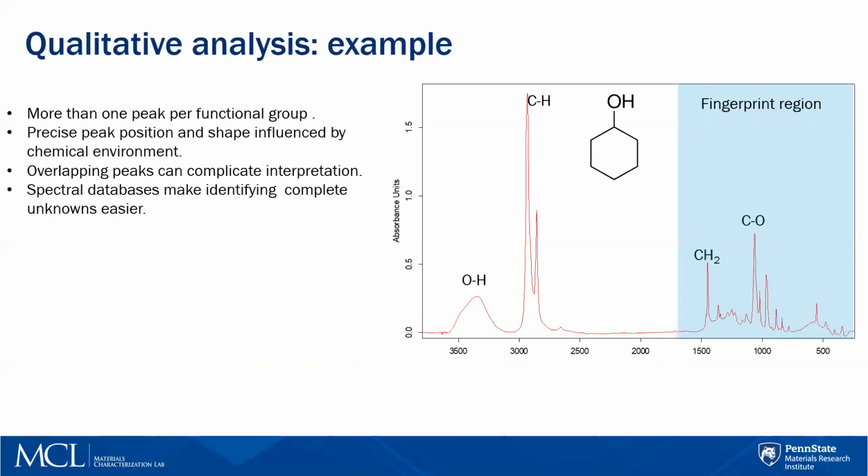Qualitative analysis is done on the basis of peak position, peak shape, and peak ratios. In the case of cyclohexanol, we see a characteristic broad OH peak centered around 3,400 inverse centimeters. We also see two sharp CH stretches centered around 2,800 inverse centimeters. Most of the structural information is contained below 1,800 inverse centimeters, and this region is often referred to as the fingerprint region. Overlap of peaks is common in FTIR, which does somewhat complicate data interpretation. However, there are spectral databases out there that can help identify unknowns.